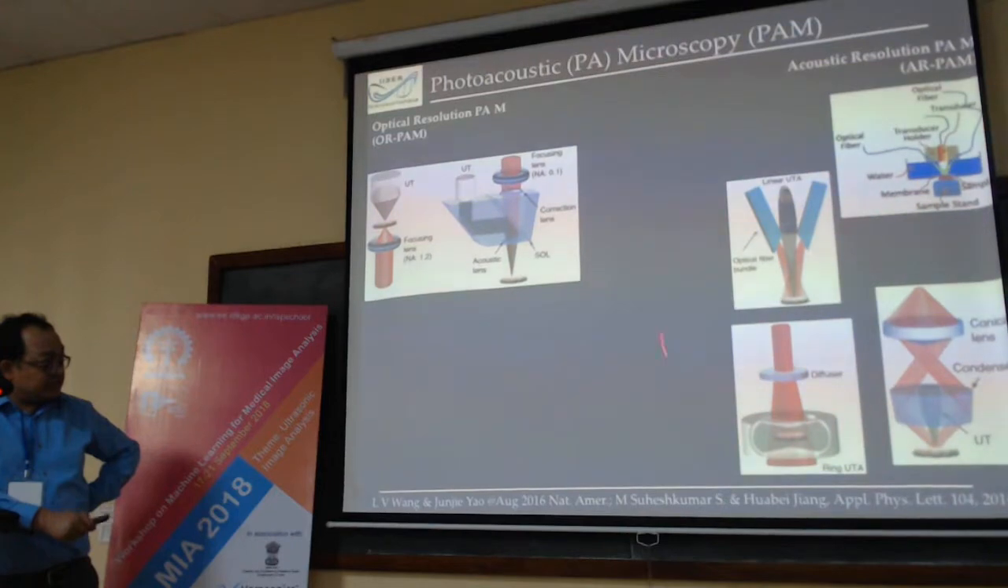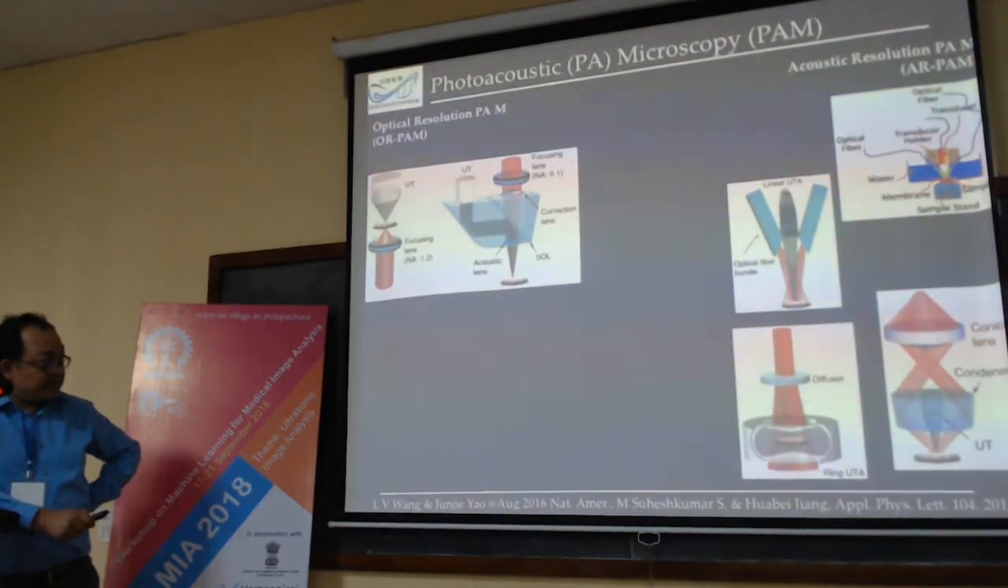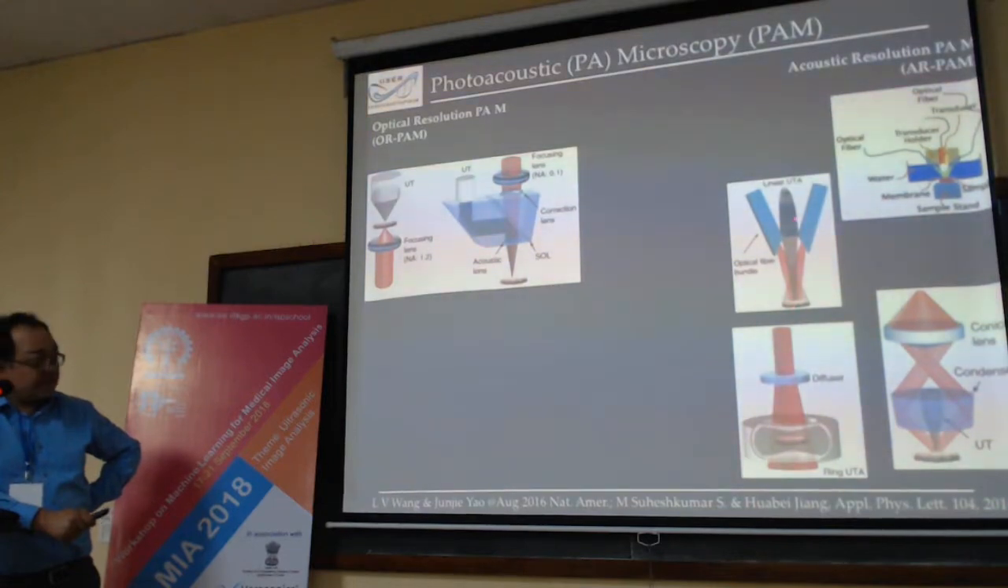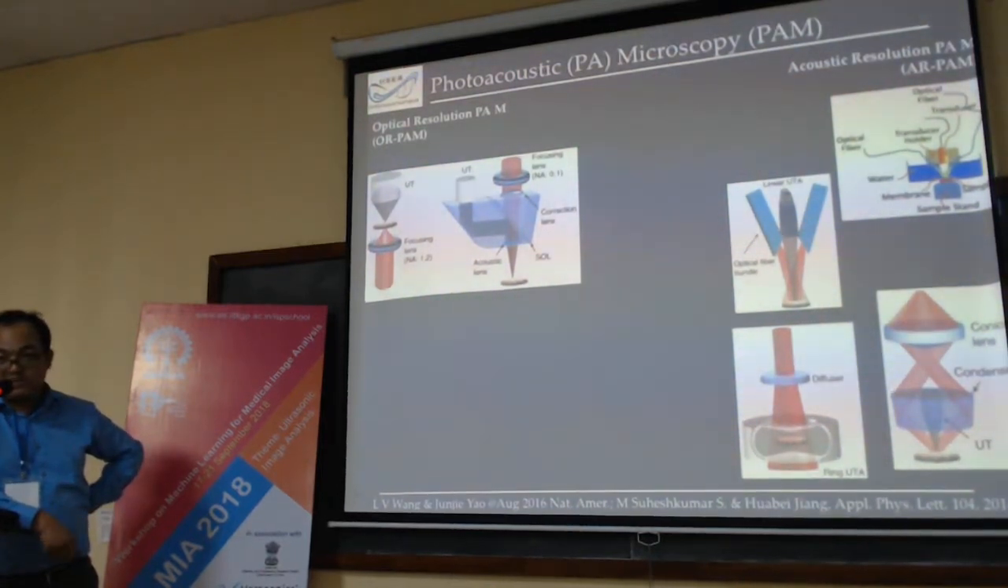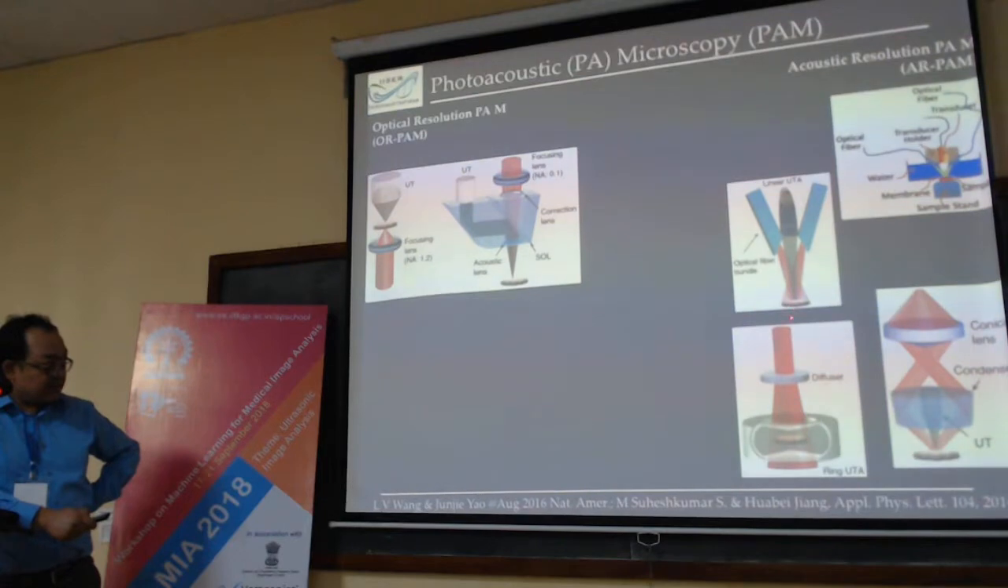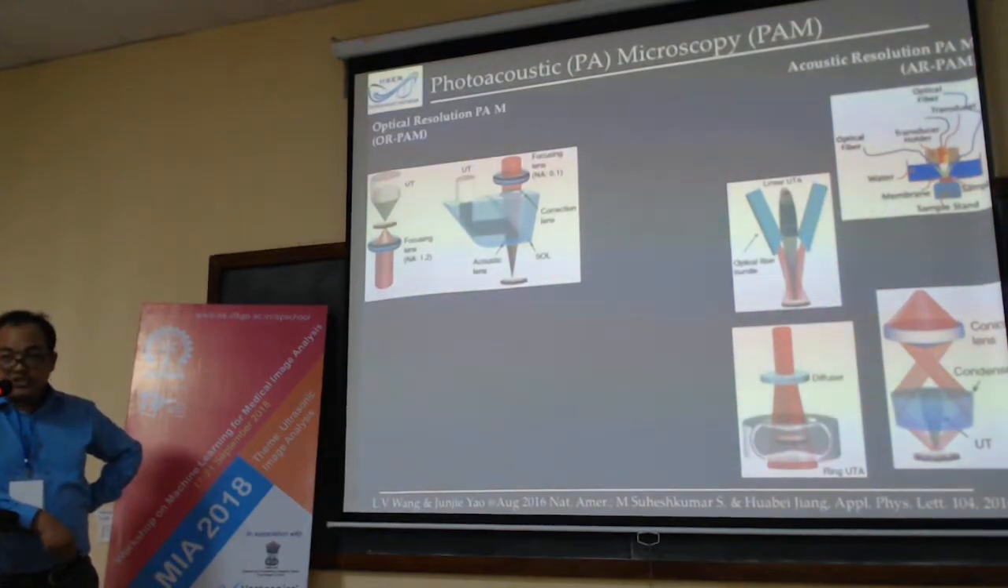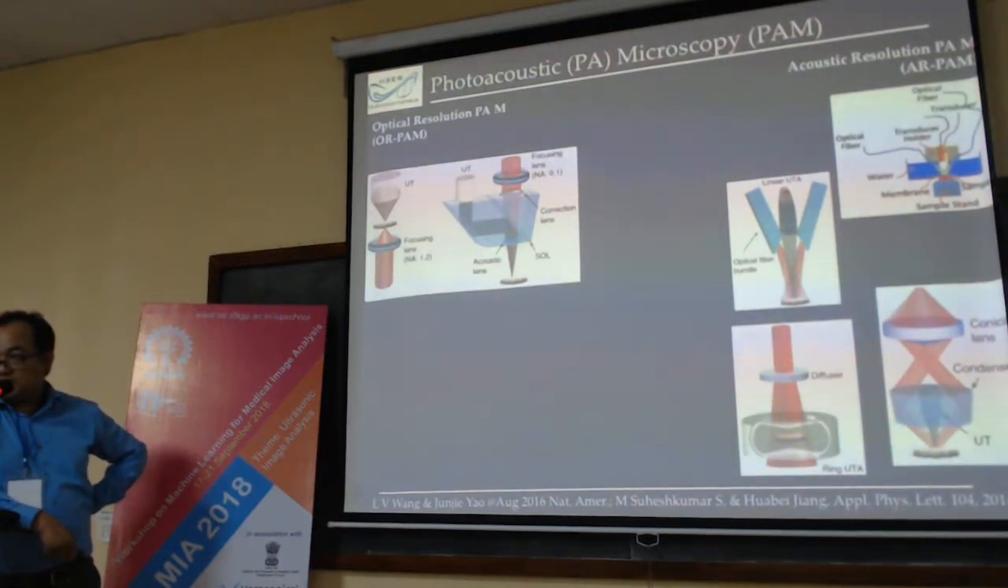In acoustic resolution microscopy, an expanded beam of light illuminates the surface. A tightly focused ultrasound transducer picks up the photoacoustic signal. The light need not be focused at a point, so the lateral resolution of the imaging system is characterized by the focal spot size of the transducer.